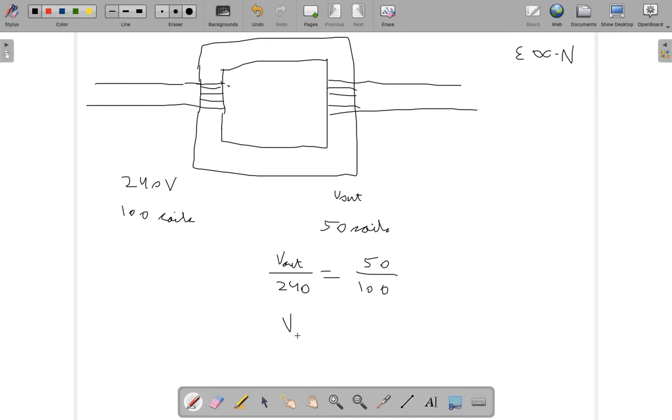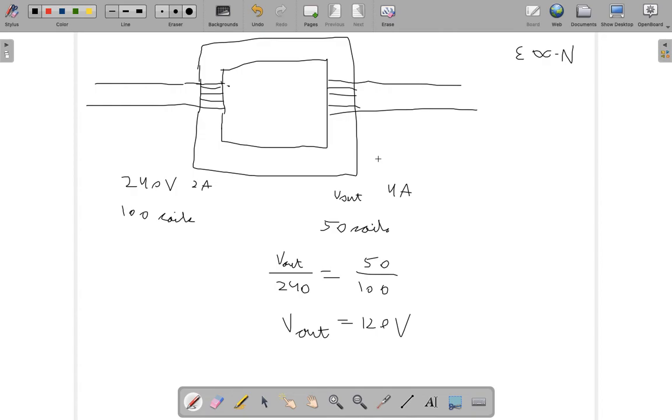Which means our V out will be 120. But note, our power is the same, assuming that there's no power loss in any form, because of which our current will also change accordingly. So let's say there was a current of 2 amperes over here. Our output current over here will be 4 amperes, just so that both of them have the same power.